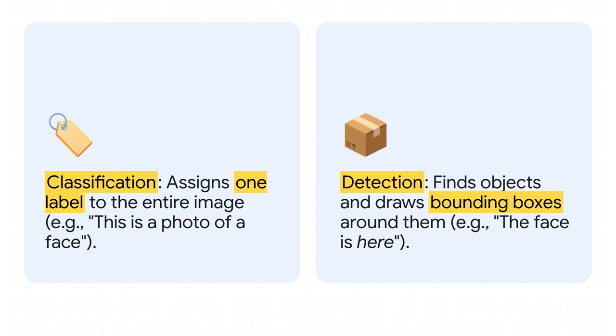So at a high level, there are two main things we ask a computer to do. The first is classification. That means looking at the whole picture and giving it one label, like, is this a picture of a cat? Yes or no? The second is detection. This is about going deeper, finding where things are in the image and drawing a box around them. Not just there's a cat, but the cat is right here.